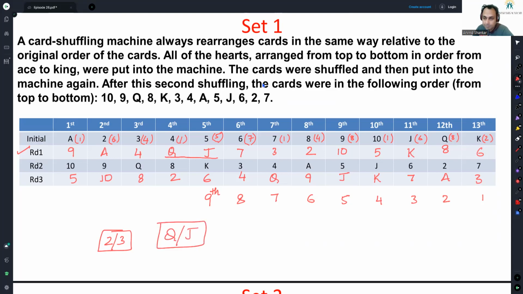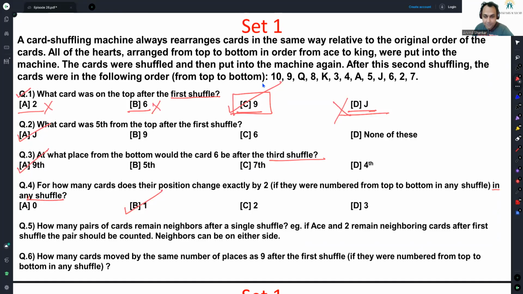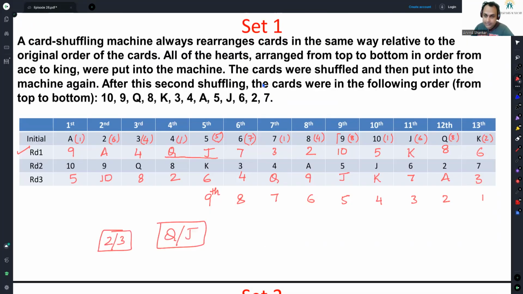I found the second pair. Do Q and K remain neighbors? No. So there are two pairs that remain neighbors after the shuffle. So the answer to question number 5 will be 2. The last question. How many cards moved by the same number of places as 9 after the first shuffle, if they were numbered from top to bottom in any shuffle? How many cards moved by the same number as 9?